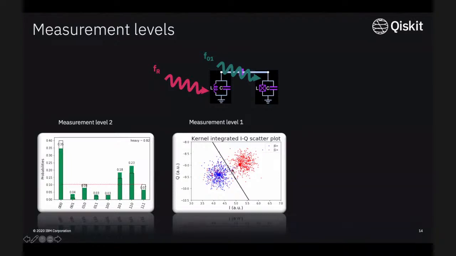Where if your qubit's in the 0 state, you end up being, say, on this section over here. And if your qubit's in the 1 state, you end up being on this section over here. And it's in this way now that you can construct some method to determine whether your qubit's in the 0 state or in the 1 state.